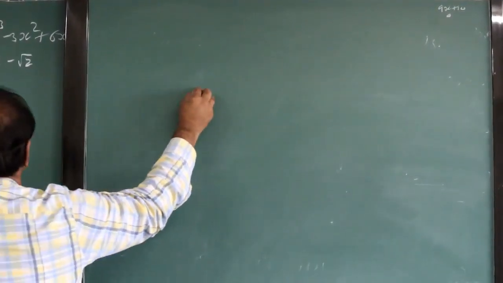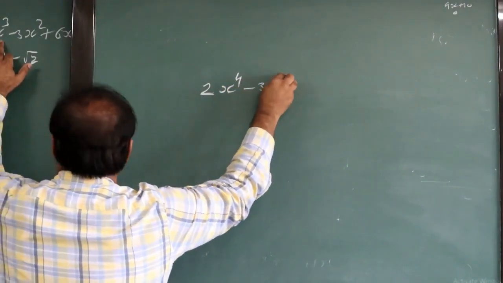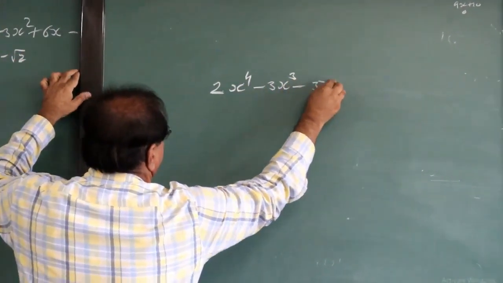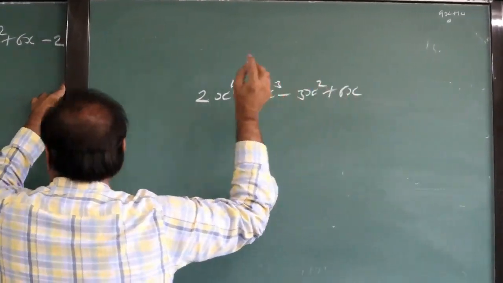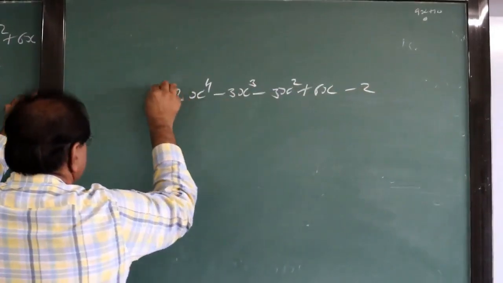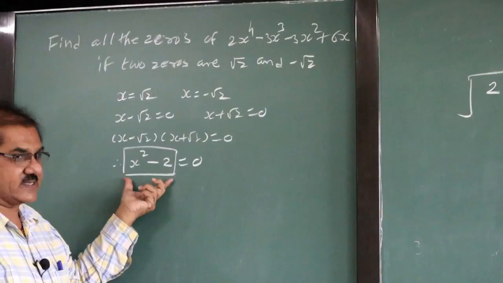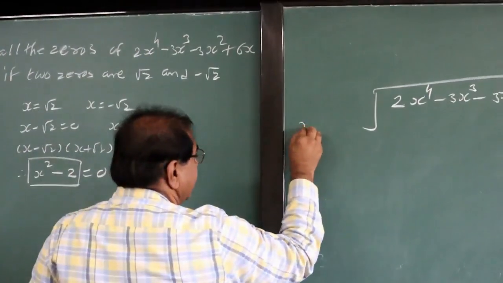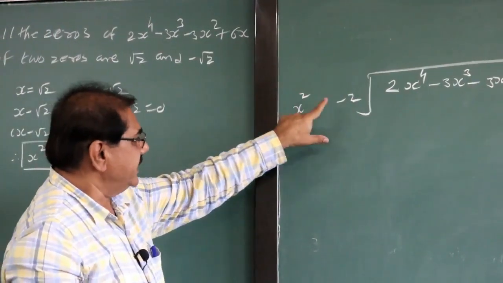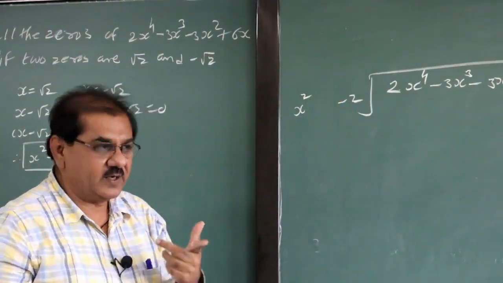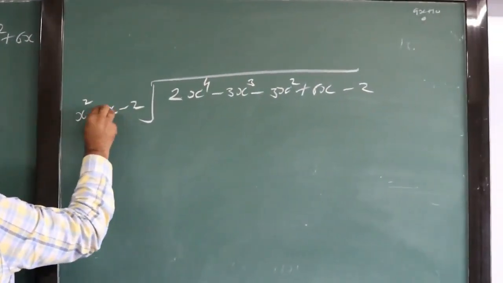Look, 2x raised to 4 minus 3x cube minus 3x square plus 6x minus 2. It is to be divided by the divisor polynomial that we have created here, x square minus 2. But remember, x square minus 2, it is x raised to 2, it is x raised to 0. Where is x raised to 1? That you have to create with coefficient 0. So 0x I should write here.